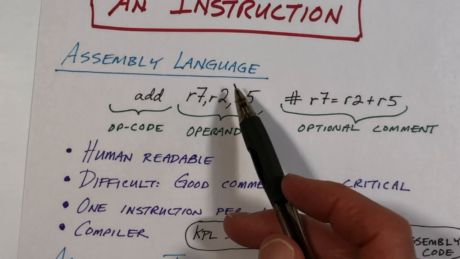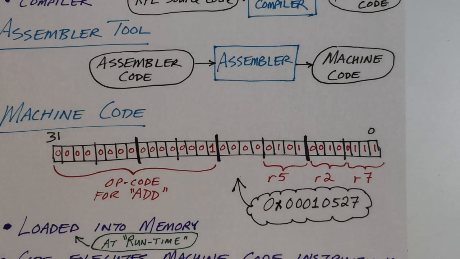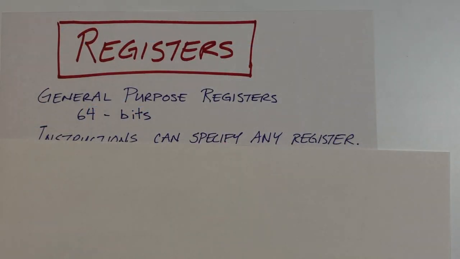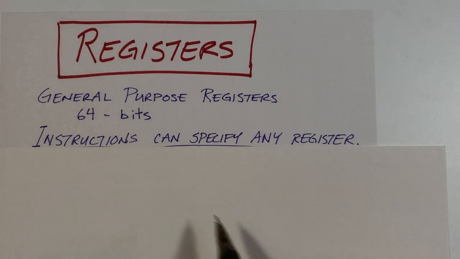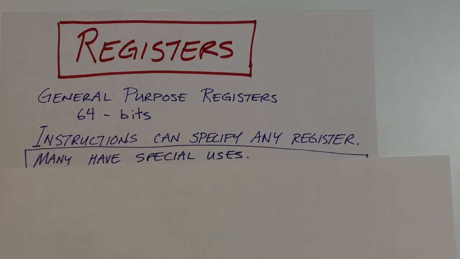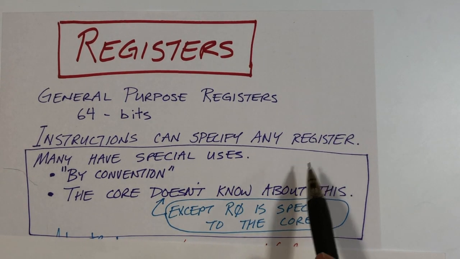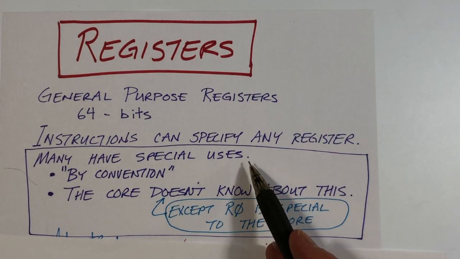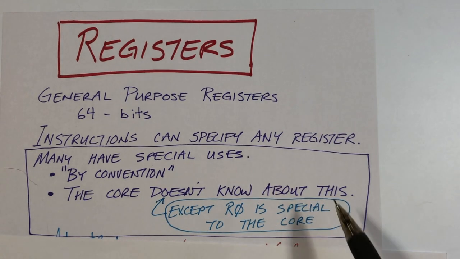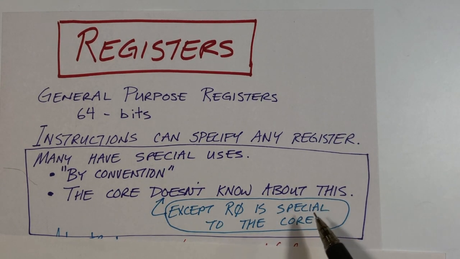So assembly code is human readable, and every assembly instruction is translated into a binary machine code, which can be executed by the computer. Next, let's look at the general purpose registers. The registers are 64 bits, and there are 16 of these registers. They are general purpose in the sense that every instruction can specify any register. Many of them have special uses, but these uses are by convention. Nothing in the hardware makes any register special, with the exception of register R0. R0 is always 0. But otherwise, the core doesn't really know about how the registers are used.